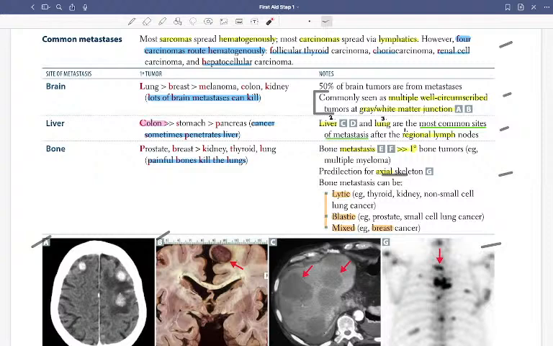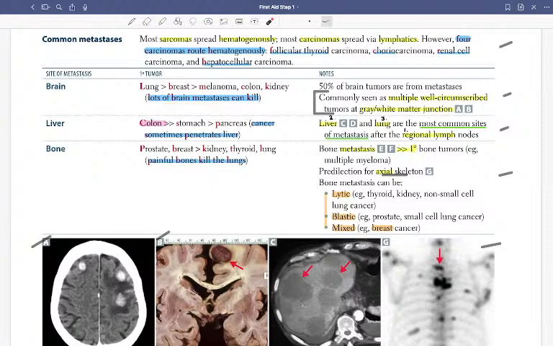Liver: "Cancer sometimes penetrates liver." Basically that is the mnemonic. Colon, stomach, pancreas, lung mets are the most common sites after the regional lymph node. Liver is the most common site of metastasis after that, from colon cancer, stomach cancer, pancreas. Next is brain: lung, breast, melanoma, colon, kidney. Lots of brain mets can kill.